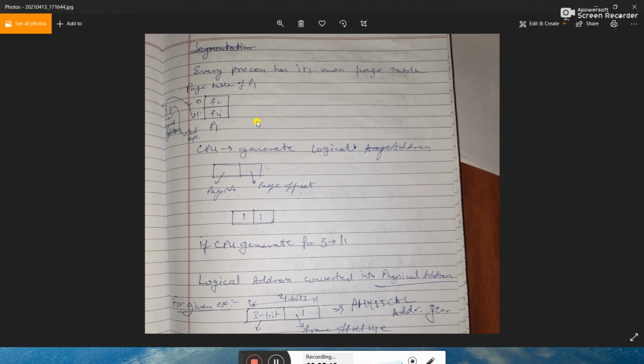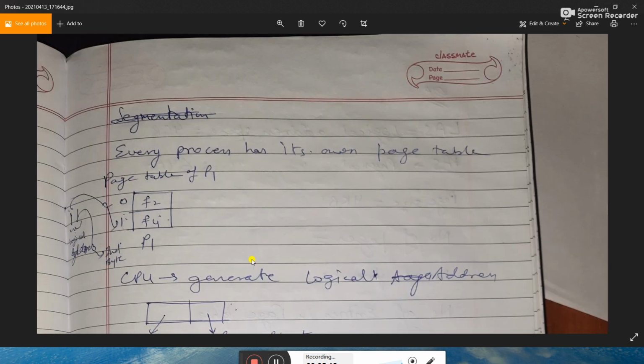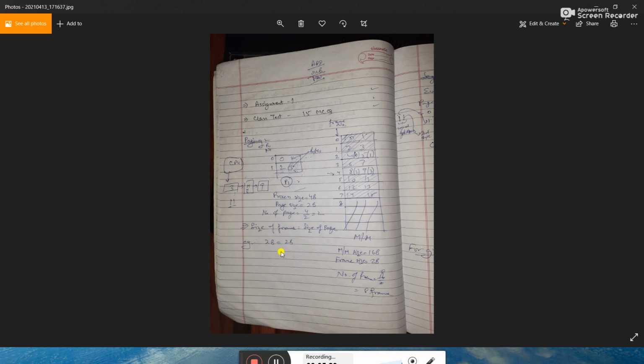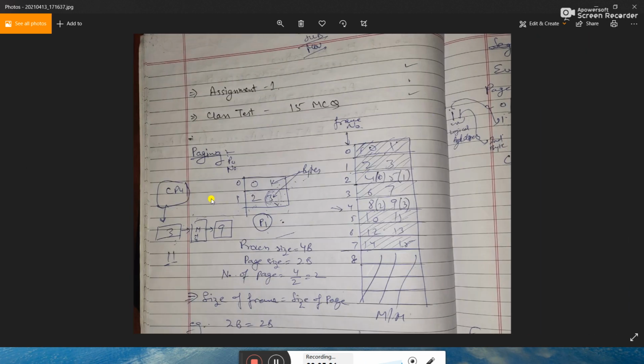Now here you see that thing which we have to do, converting the logical address into the physical address, that thing we have to define by means of the memory management unit. So in that case you can see that the CPU generated a logical address which is 3.